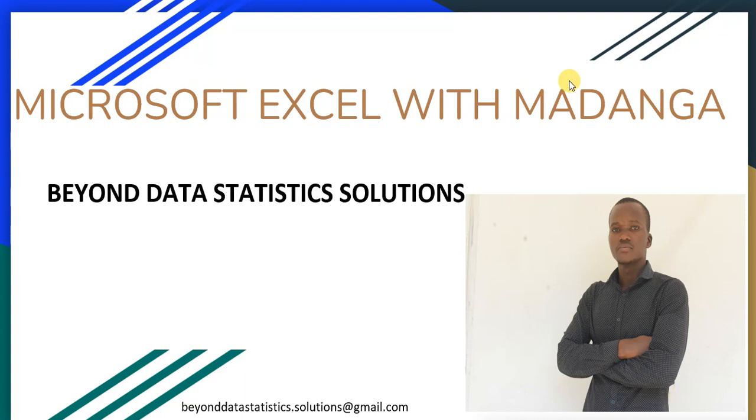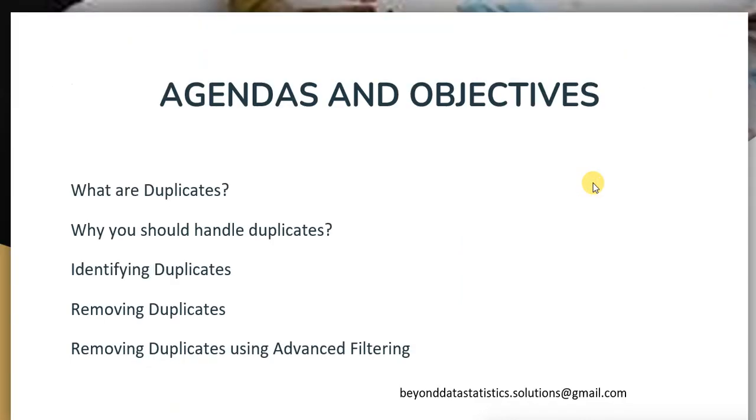Today's agenda will be as follows. We are going to cover what duplicates are, how to handle them, and why we should handle them. We are also going to see how we can identify duplicates. Thereafter, we are going to see how to remove them. Once we have identified them, we should be in a position to remove the duplicates so that our data may be clean for further processing.